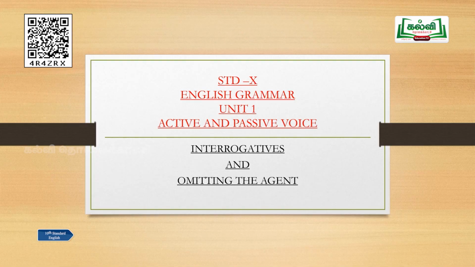And we also learned about the different kinds of sentences and how a sentence should change when it is in the command or in the advice or in various categories. We learned about the different kinds of sentences and how we change them from active to passive. We have to now continue from interrogative sentences, and we also have to learn about omitting the agent. How do we omit an agent in a sentence when we learn active and passive voice?